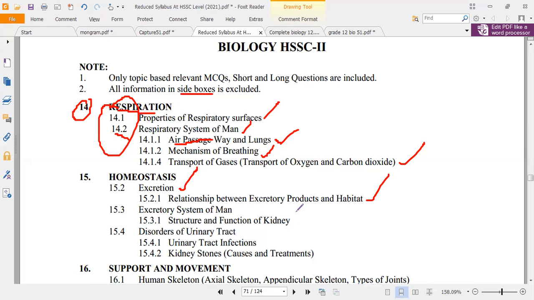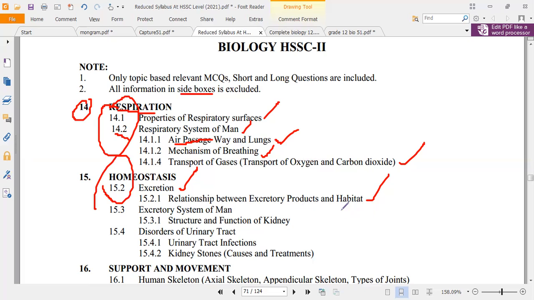That is about the organisms which are living in different areas, in different habitats, and they have to adjust their body water and excretory system. That is 15.3 in my book, but here it is 15.2. So don't go by these numbers, but you have to just focus on these topics.